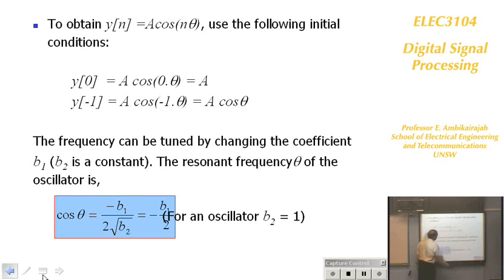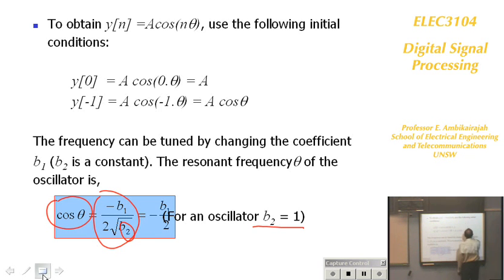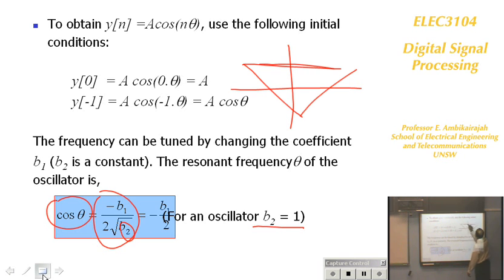Also, you can find out the oscillation frequency by using this formula, which I derived in the previous slides, where B2 is 1 for us. For an oscillator, B2 is 1. Oscillator means it's on that line, that is B2 equal to 1, which gives an oscillation. So from here, cos theta is equal to minus B1. That's the resonance frequency of the filter.